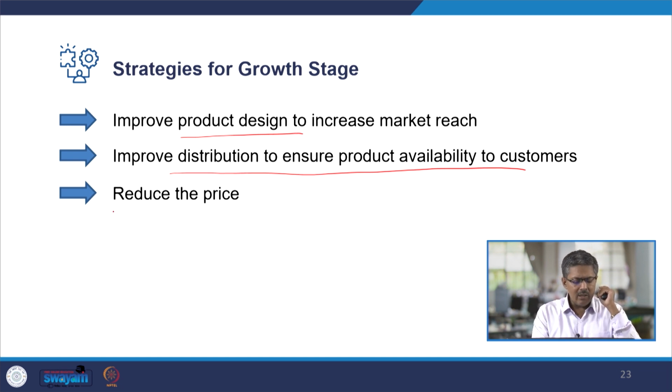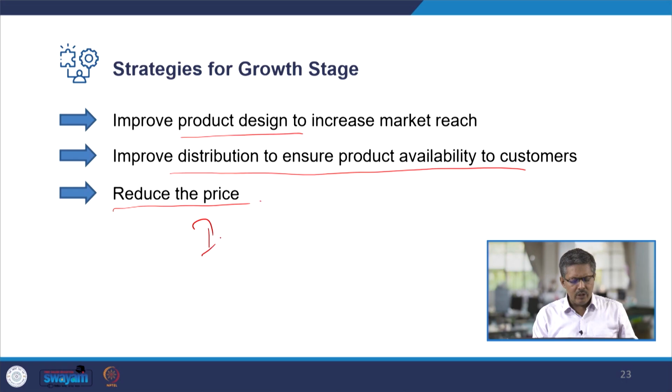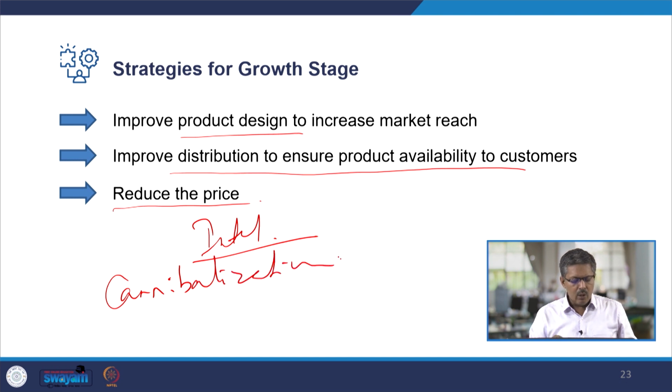And here, since the competition will increase, the manufacturer will try to reduce the price to build up against the competition in the market. Now, an example: Intel tries to do this through a cannibalization strategy, a strategy in marketing called the cannibalization strategy. What Intel does is, basically, Intel tries to always come up with a new product before the old product is completely obsolete.